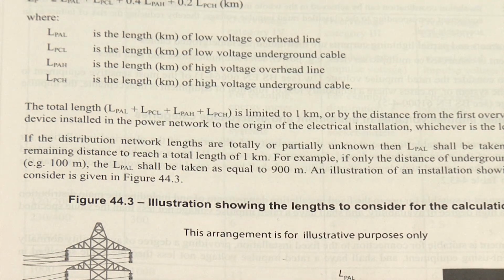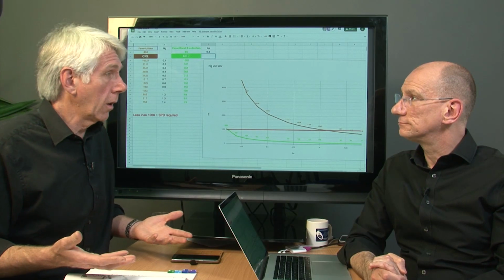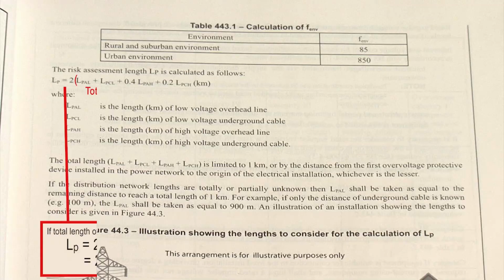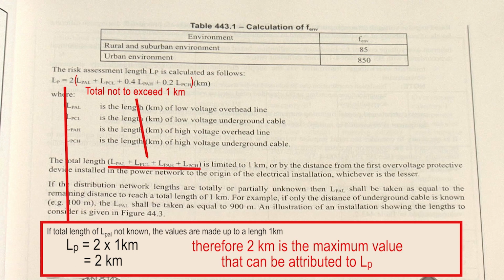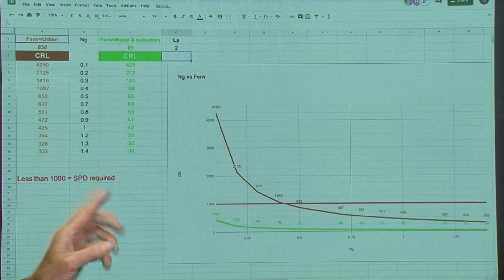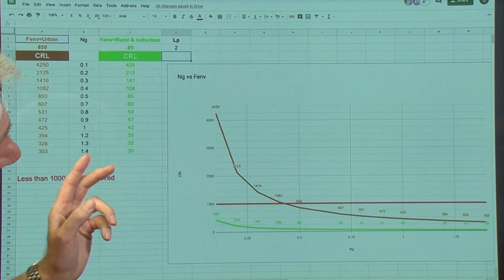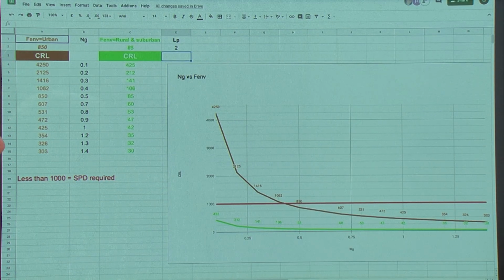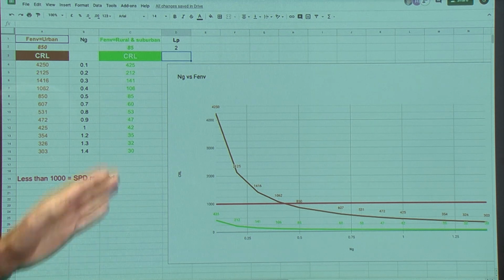Okay. So there we could say then that LPAL will default to 1 kilometre because we don't know anything. So in that equation, it would be LP equals 2 LPAL. So LP rather would be 2. Yes. So let's just model that. This is an extreme example where you don't know anything and you're having to substitute the figure in the regs. We're getting an LP value of 2, and that is what would happen to the risk assessment outcome.